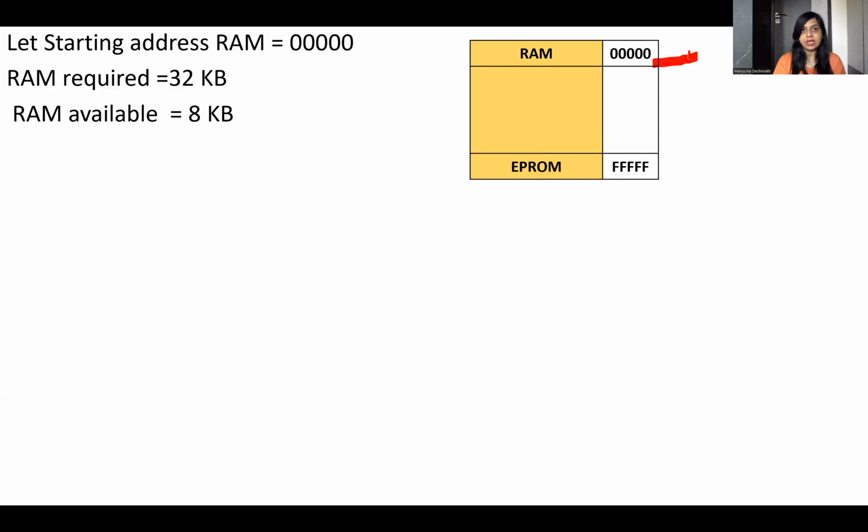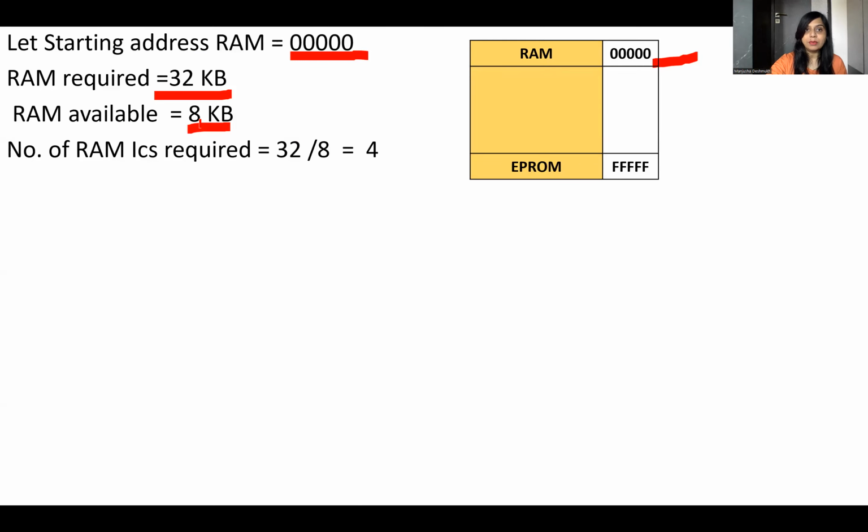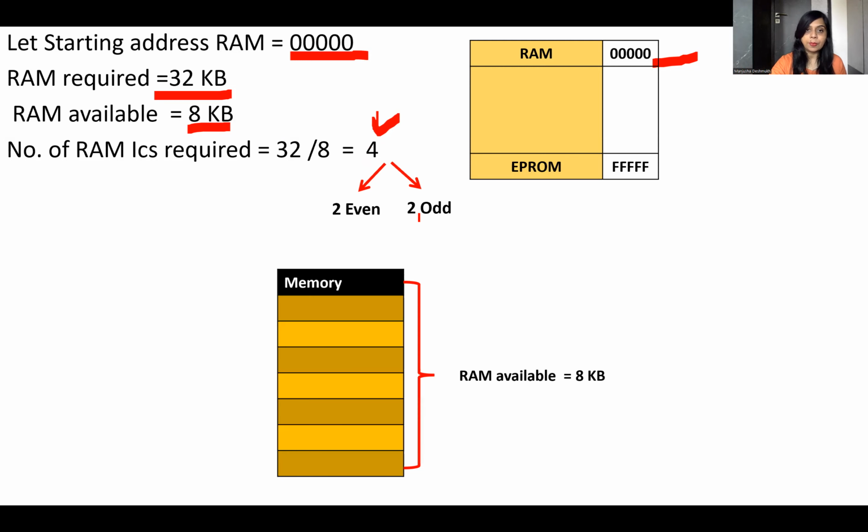So we'll first calculate for the RAM ICs. We have decided the starting address of RAM is this. How much RAM is required? This is given as 32 KB. How much is available? 8 KB. So obviously how many ICs of 8 KB will be required? We will need 4 ICs of 8 KB. As I said, in 8086 we divide the memory into two banks, even and odd banks. So here also the 4 ICs we have to divide equally. That means there will be 2 odd banks and 2 even banks.